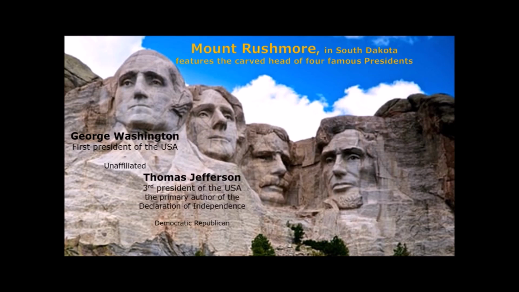Next to him is Thomas Jefferson. He was the 3rd president of the USA and the primary author of the Declaration of Independence. He doubled the size of the country by purchasing the Louisiana Territory from France in 1803.